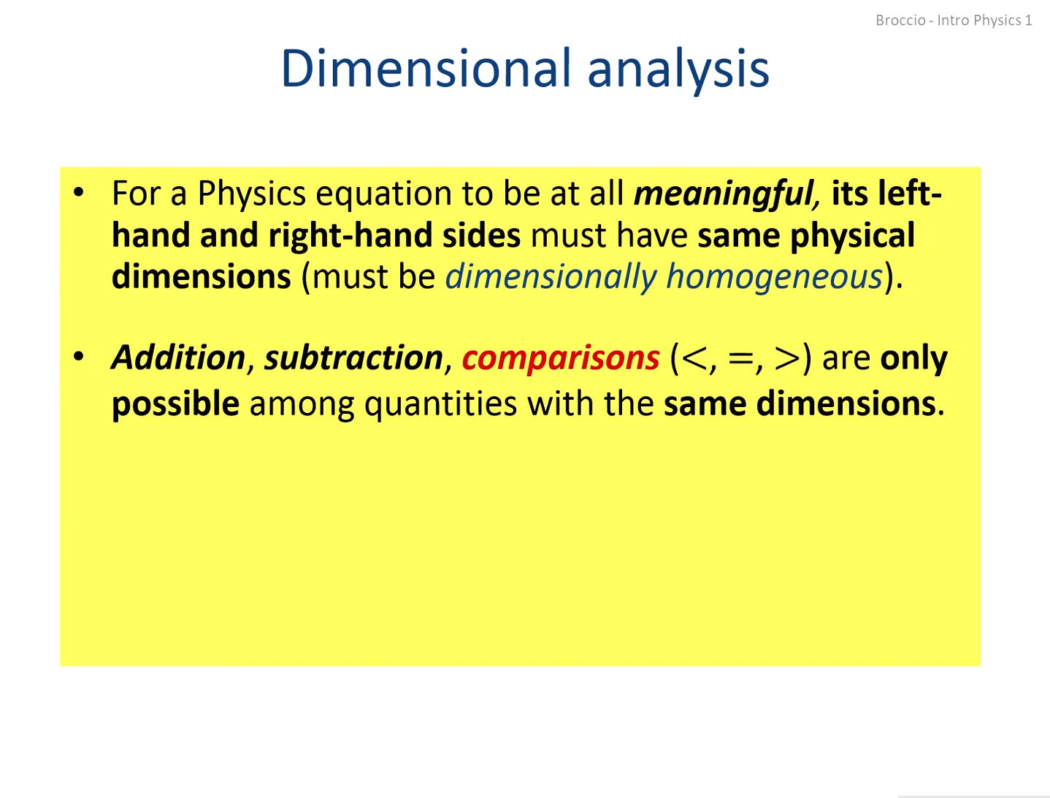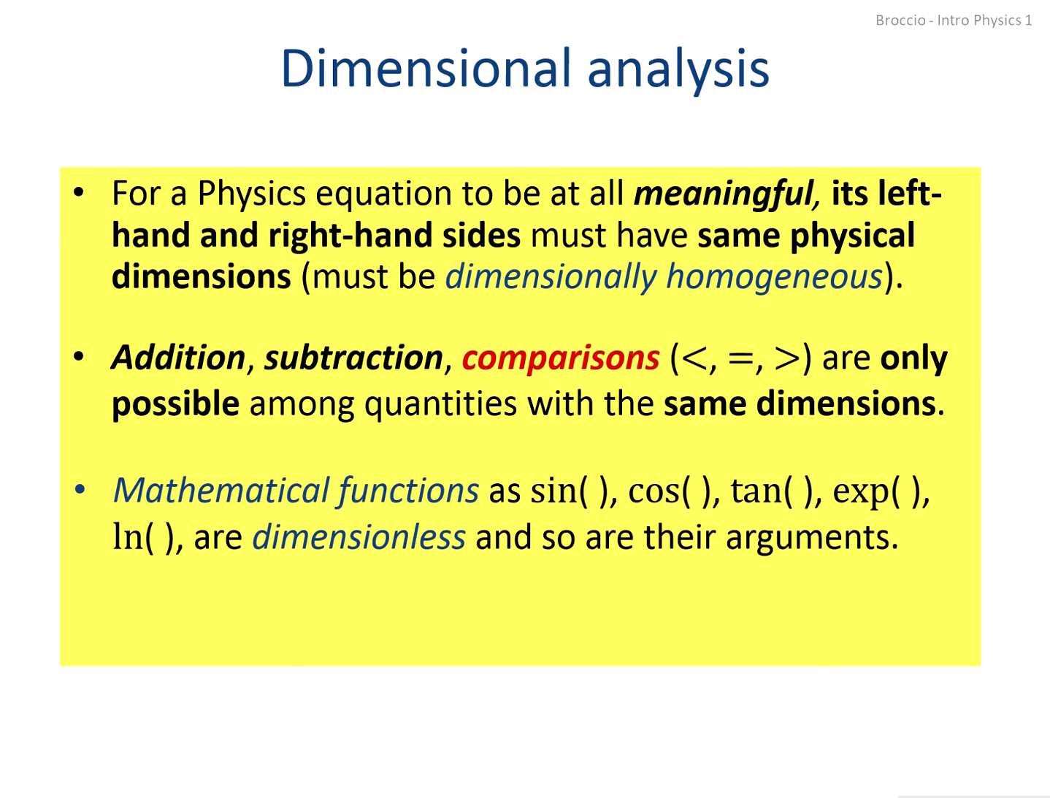It doesn't mean that dimensional analysis can tell you if a physics equation correctly describes reality. But be assured, a physics equation that fails a dimension check is certainly wrong. Mathematical functions such as sine, cosine, tangent, exponential, logarithm are all dimensionless. And so are their arguments, which means the things inside the parentheses.